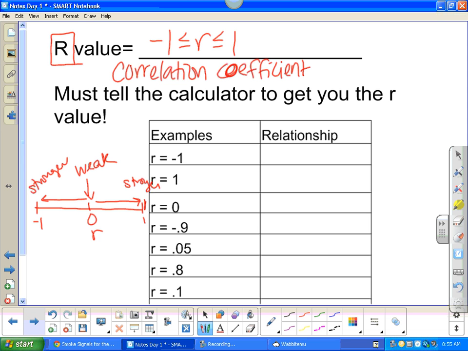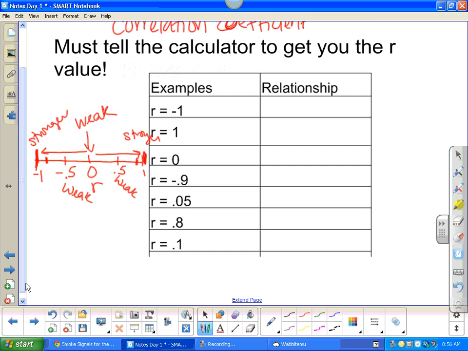Remember, you can have a positive relationship or a negative relationship. That's just the direction of the line. But the strength can be the same at 1 or -1. If I'm a 0.5, that's a weak relationship. If I'm a -0.5, that's a weak relationship. But if I'm like at a 0.8 or a -0.8, then that's a stronger relationship because it's closer to either 1 or to -1. So let's look at these examples of these R's and let's talk about their relationship.